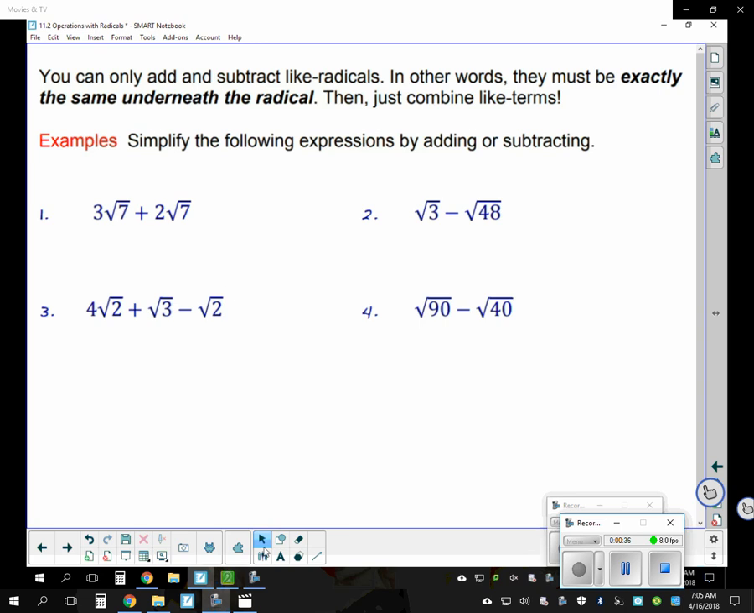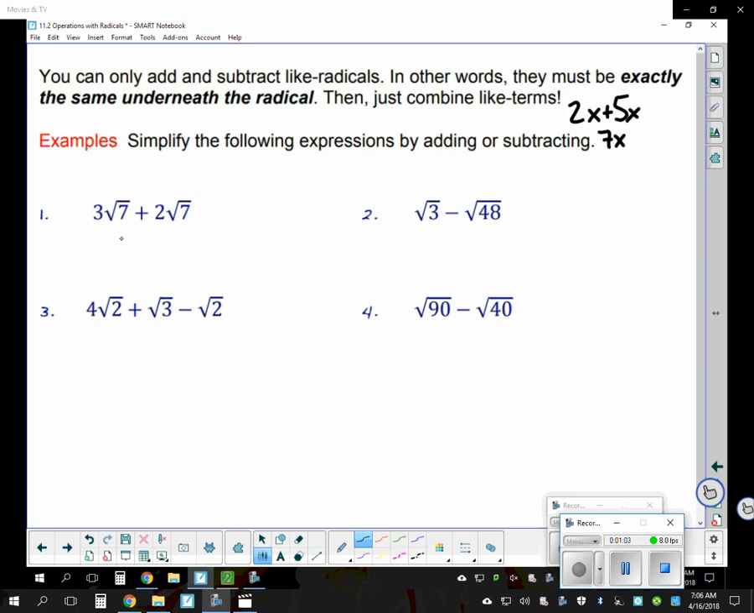Okay, so we want to simplify these expressions by adding or subtracting. Well, let's think of an easier problem, like 2x plus 5x. We know those are like terms because they both have x, and x is to the first power. So we just add the like terms, and 2 and 5 are 7, and the x stays x. So it's going to be the same idea here. We're going to add the numbers out front, the coefficients, and the square root of 7 is just going to stay the same.